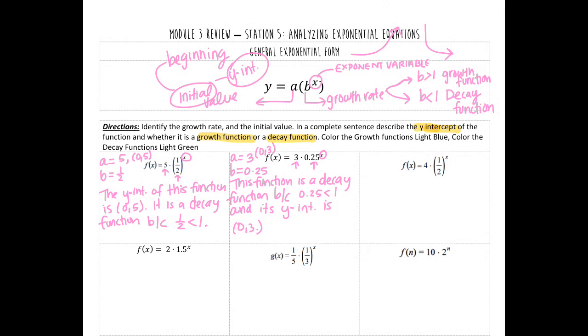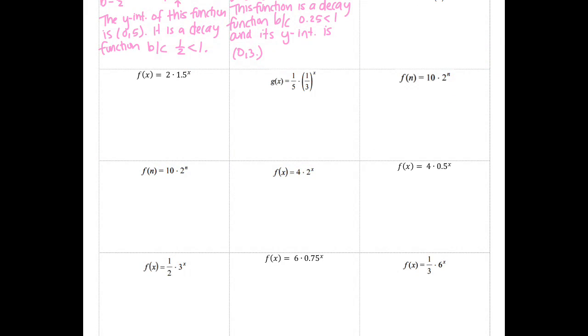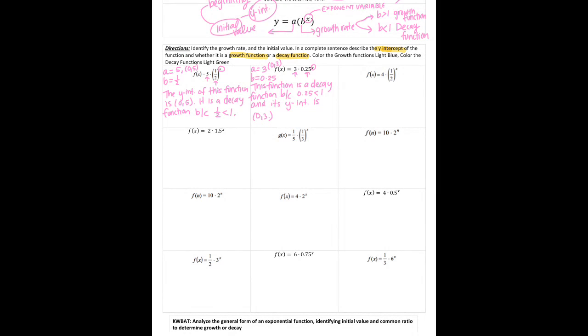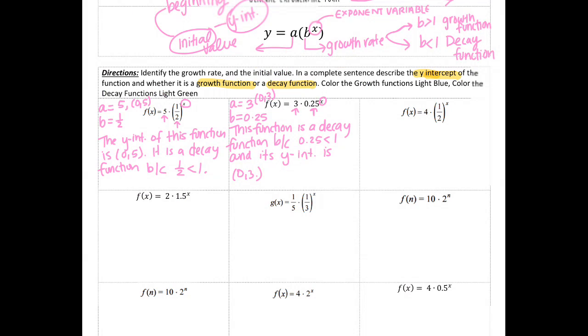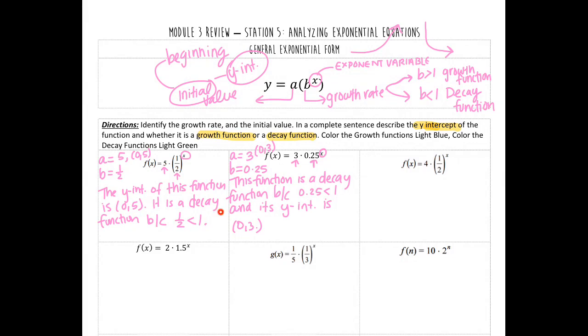Okay, so on this page you have 10 more problems to do, and for each of them I do expect this exact same method. Write down the A value and the point, write down the B value, write your sentence, and then once you've done all that, you can go ahead and color according to which one is the growth function or which one is the decay function. That way it's easier for me to check at a glance whether you could really identify those differences. Okay, go ahead, get started.